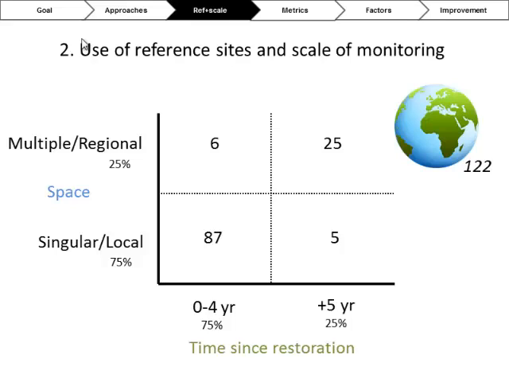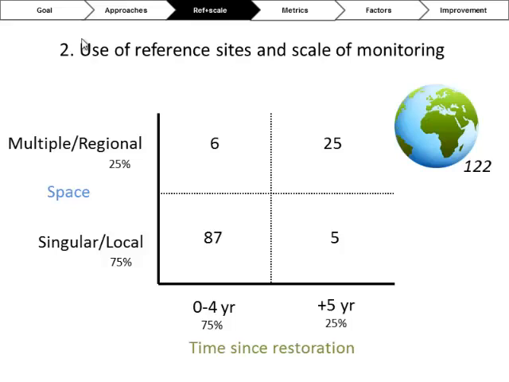For the scale of monitoring, if we look at these 2 axes, this will be the temporal axis, and the space in the y-axis. What we observe is that most of the projects are assessing success at a very local scale, usually scales smaller than the meander, and usually not comparing projects that have been implemented by different agencies, what I call singular projects. And also, if we look at the temporal scales, it's usually projects that have been restored recently that are more frequently assessed.